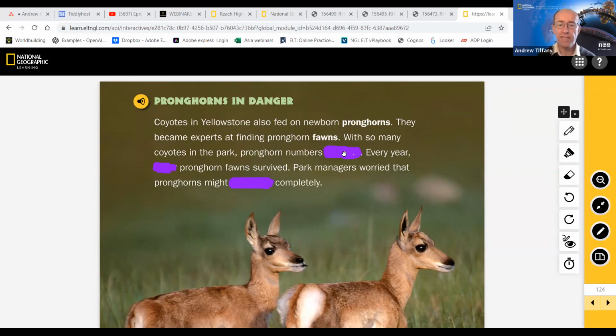So the numbers decreased, there are fewer of them. Yeah, they dropped, good. So all going down, right? Yeah, and then here you've said disappear. Yeah, I think that's right. Let's take a look. Very good. They dropped, the numbers dropped, fewer fawns survived, and maybe they will disappear as well. Well done. Okay, very nice.